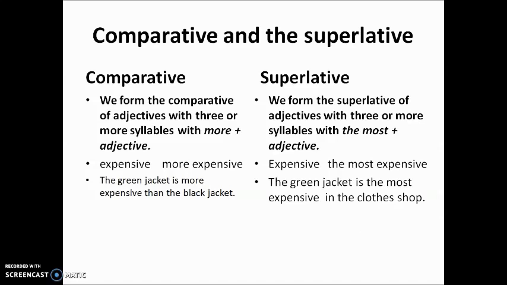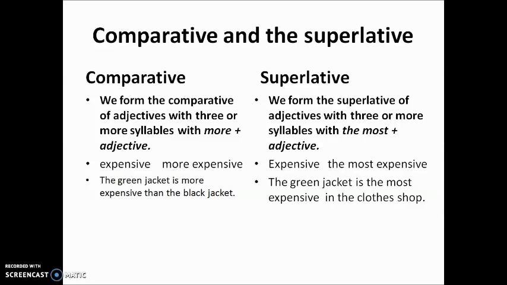For adjectives that have 3 or more syllables, we add more plus the adjective. For example, expensive. It becomes more expensive. Or beautiful, more beautiful. Another example, popular. It becomes more popular. Let's take an example. The green jacket is more expensive than the blue jacket.